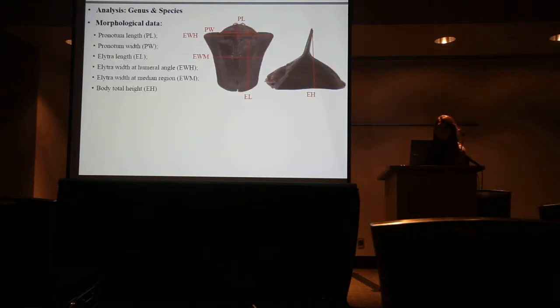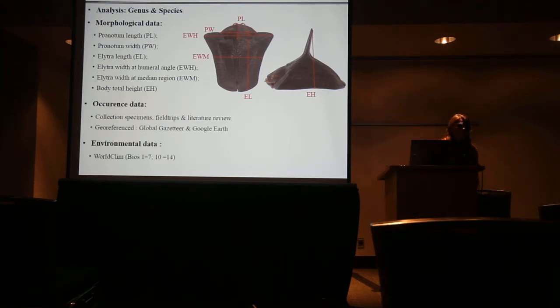The morphological traits include pronotal length, pronotal width, elytral width at the humeral level and at the spine level, elytral length, and the spine height in lateral view.